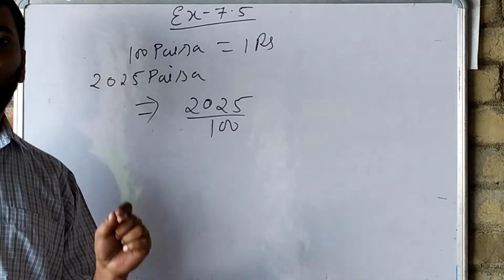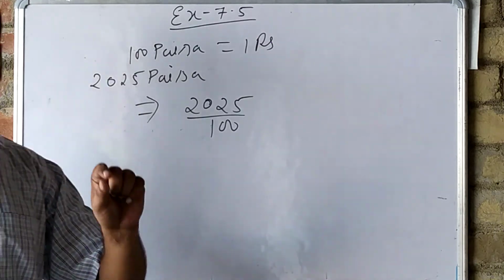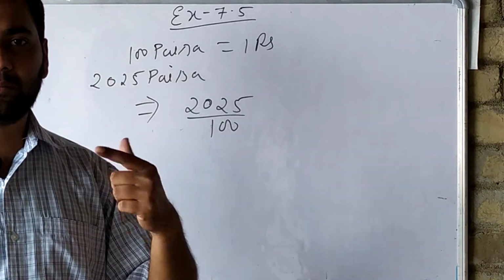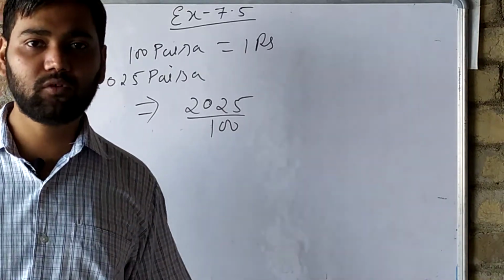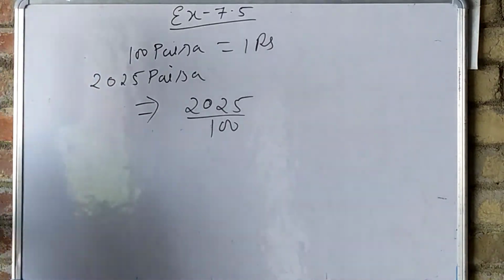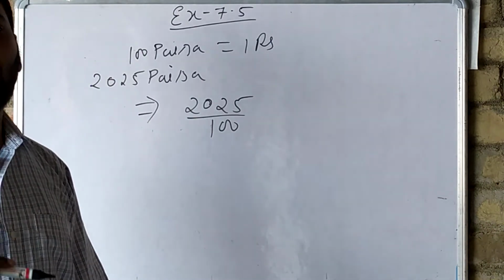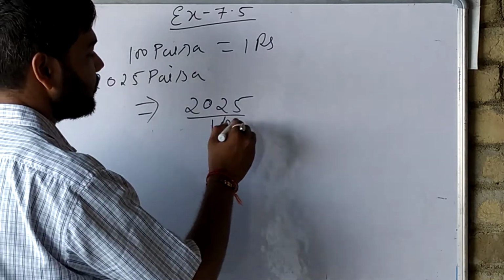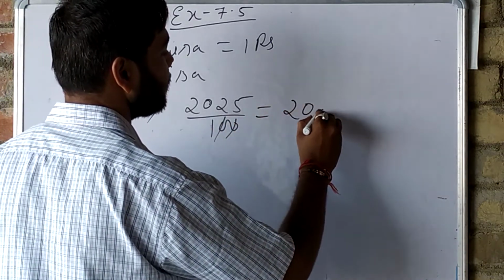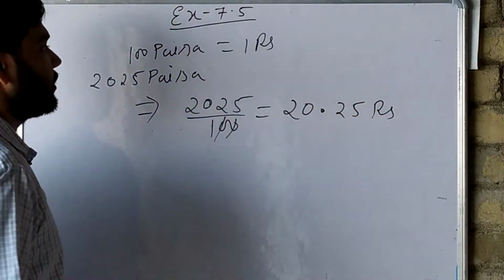When in a question it is asked to convert paisa to rupees, paisa is the smaller unit and rupees is the bigger unit. So when we go from a smaller to a bigger unit, we have to divide. So we will divide here. The 20 will be removed and the answer will be 20.25 rupees. Okay, like this.